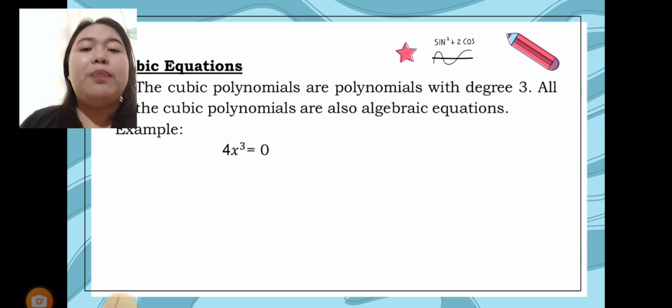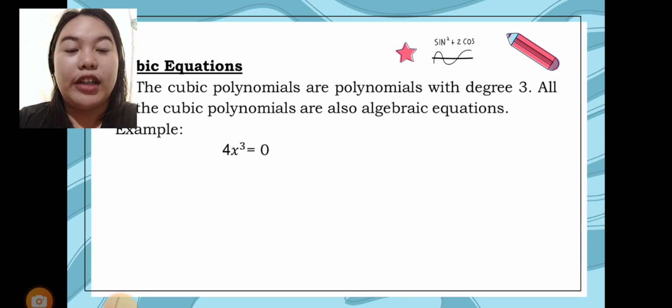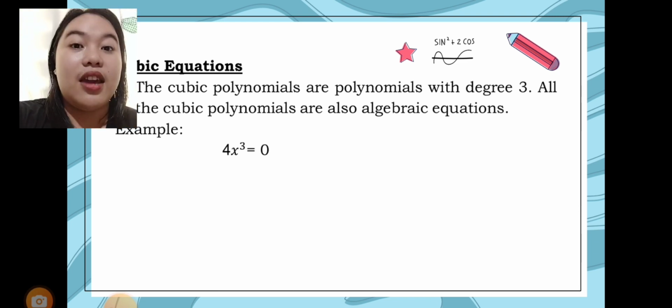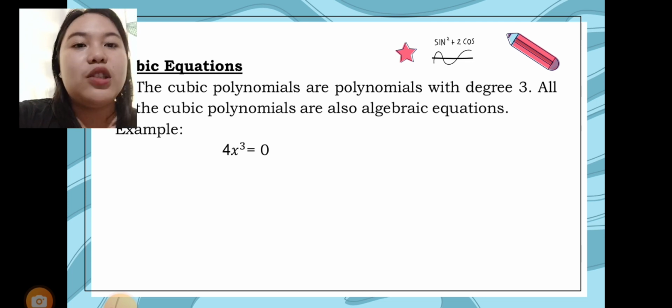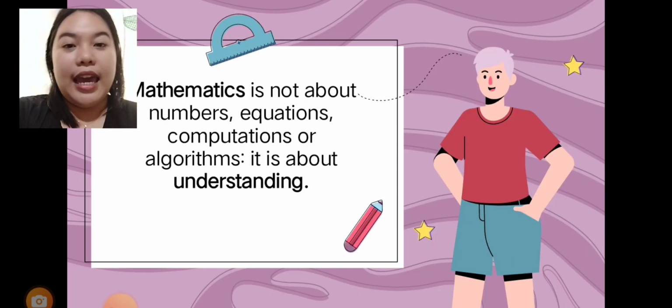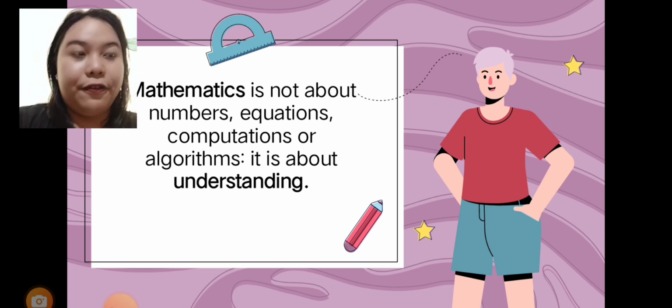Now, the cubic equation. Cubic polynomials are polynomials with degree of 3. All the cubic polynomials are also algebraic equations. So in a cubic equation, the highest exponent must be 3, or cube, for it to be considered a cubic equation. Example: 4x cubed is equal to 0. Okay? That would be all for my report, everyone.